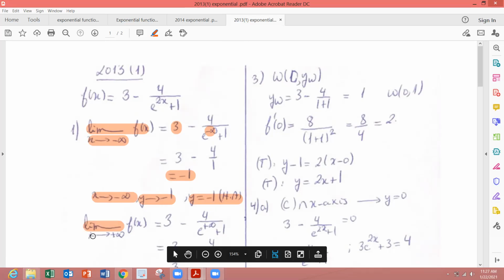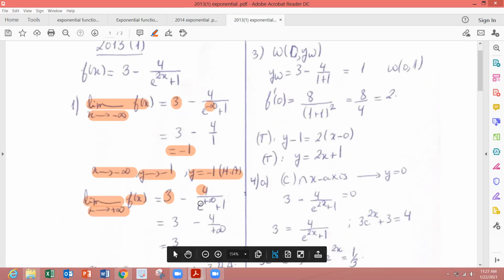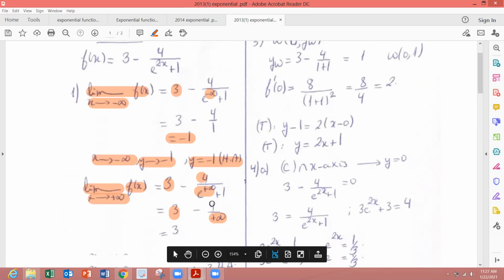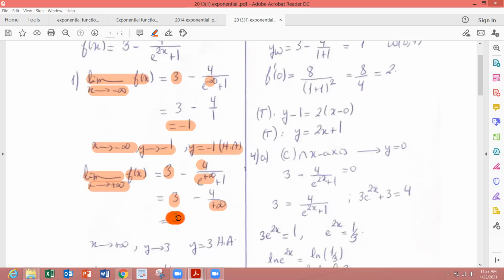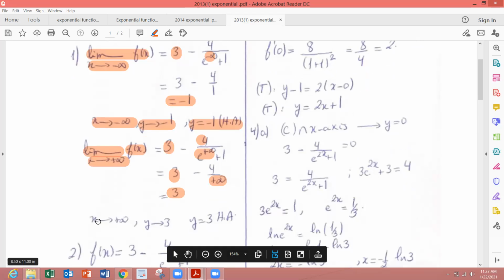Limit as x tends to plus infinity of f of x equals 3 minus 4. We replace x by infinity. E to the infinity plus 1 is infinity. E to the infinity is infinity. So we get 4 over infinity. Number over infinity is 0. We get 3. So as x tends to plus infinity, y approaches 3. Then y equals 3 is a horizontal asymptote. So we have 2 asymptotes.